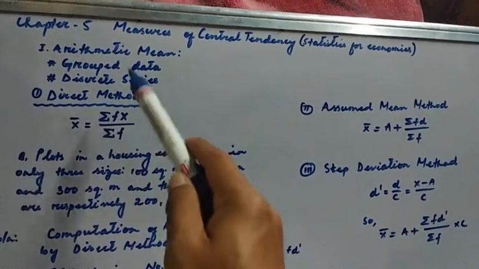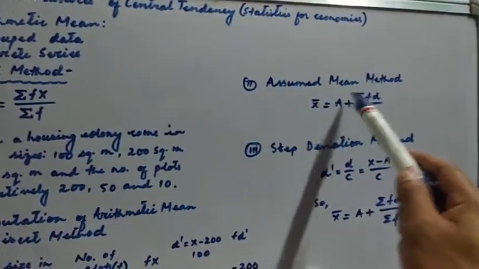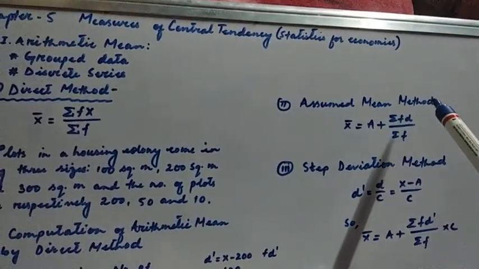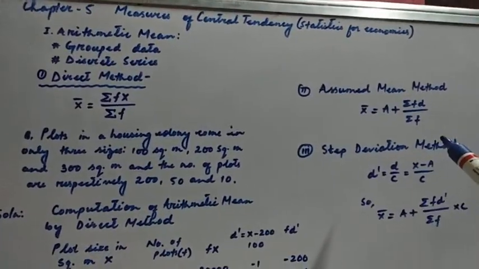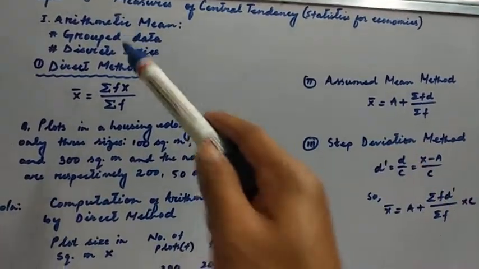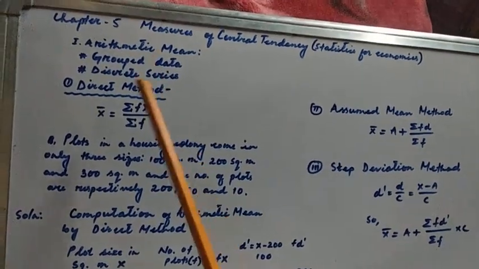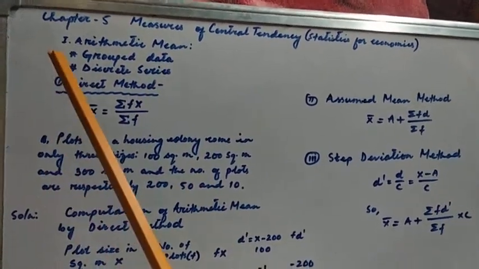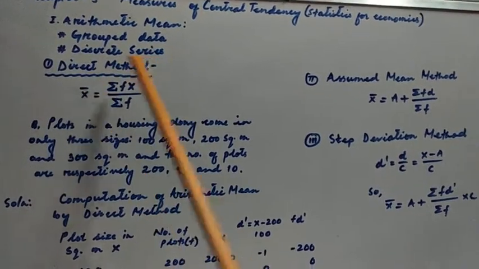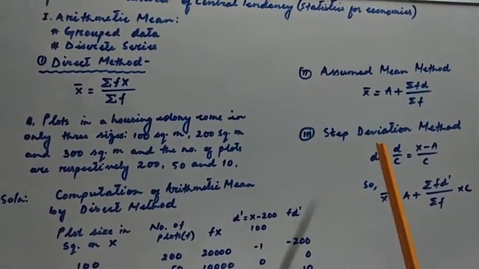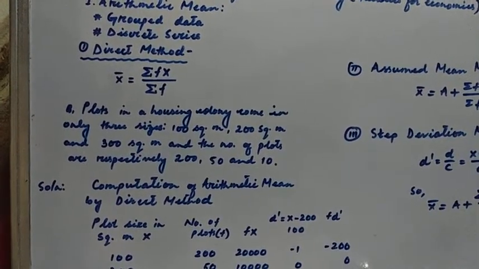Number one is the direct method, like the ungrouped data, and we also have the assumed mean method even for grouped data, and also the step deviation method, likewise what we have discussed for ungrouped data. But the formula will be different for grouped data compared to the previous one, ungrouped data. So under the discrete series we have direct method, assumed mean method, and step deviation method. We are going to talk about the discrete series.